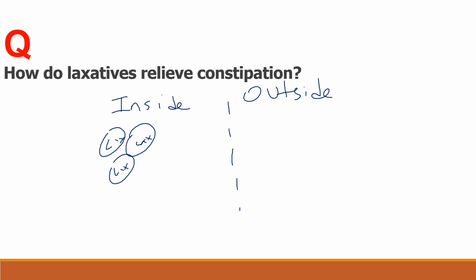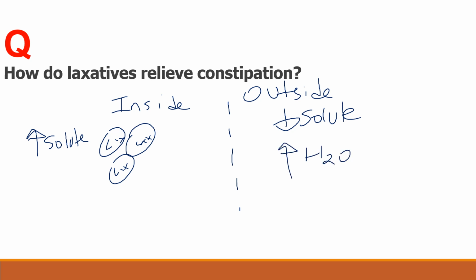So the thing is, you are going to increase the solute inside of your intestines compared to outside, because now all of those laxative pills that you've ingested are inside of your colon. And so the amount of solute is going to be pretty high inside of your intestines now compared to outside. So what does that mean? Where do we now have more water? That means that you have a higher water concentration outside your intestines compared to inside.